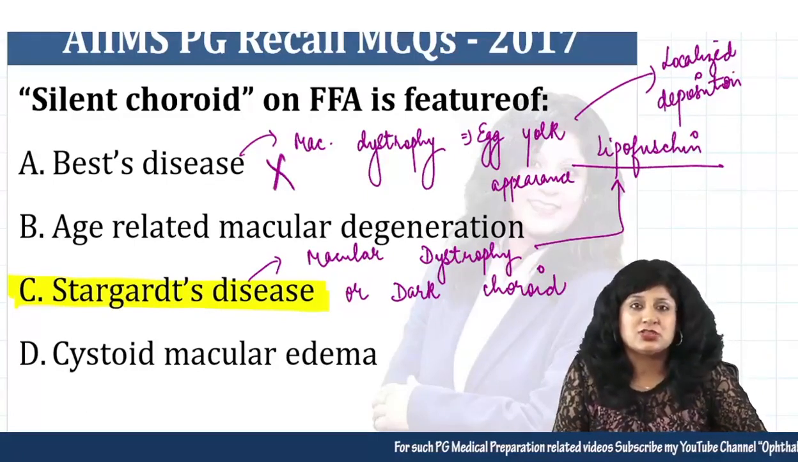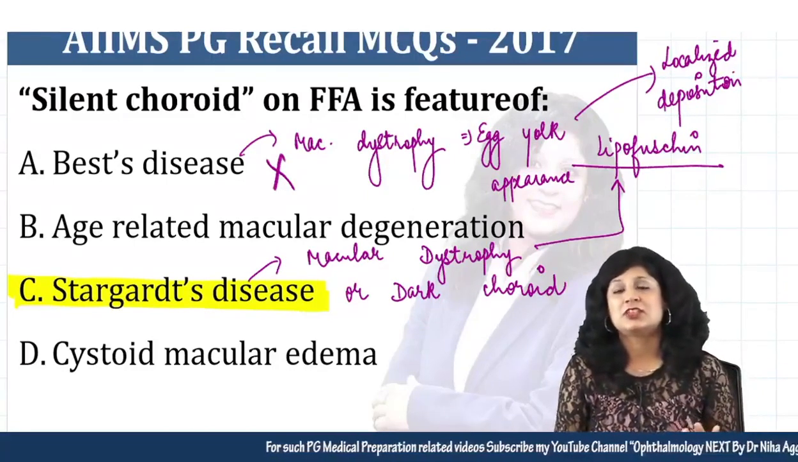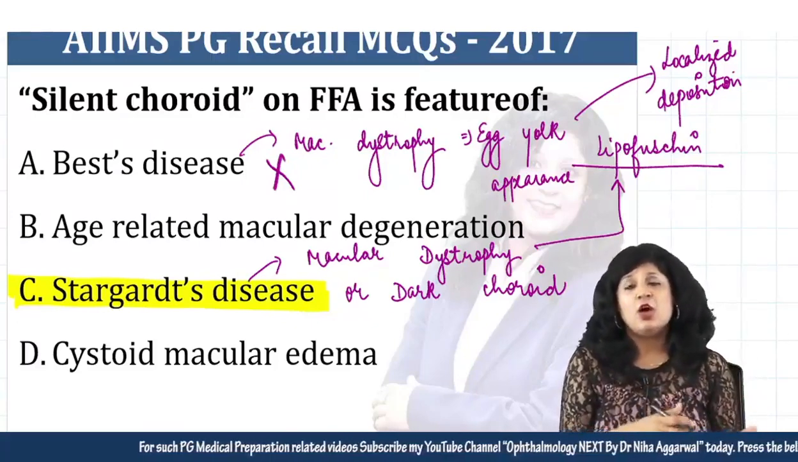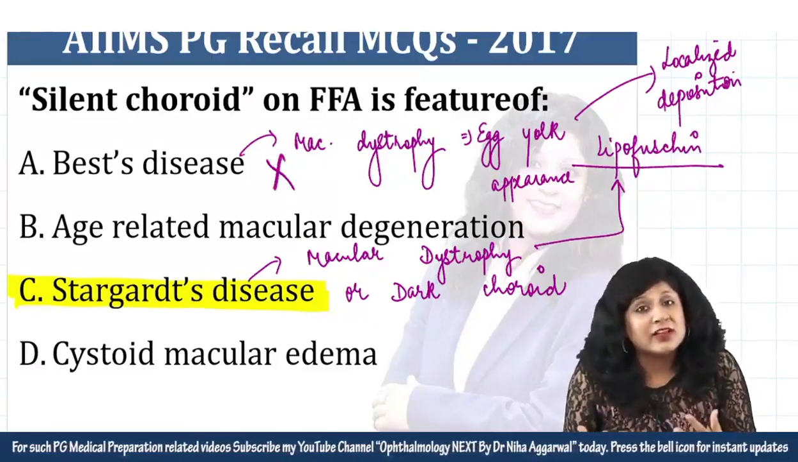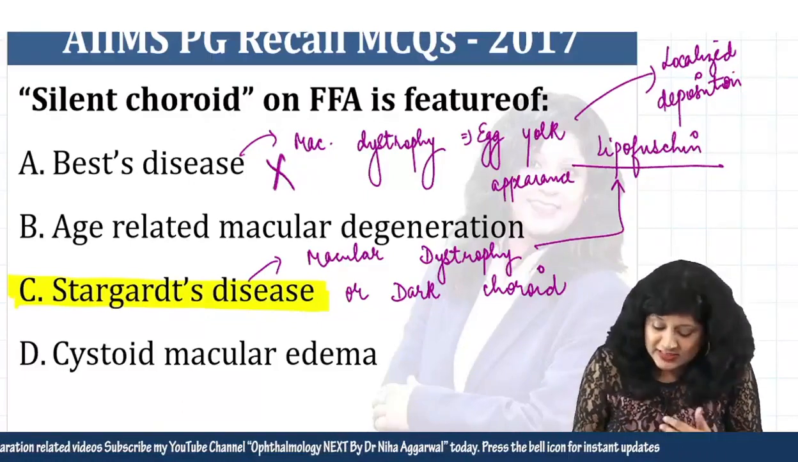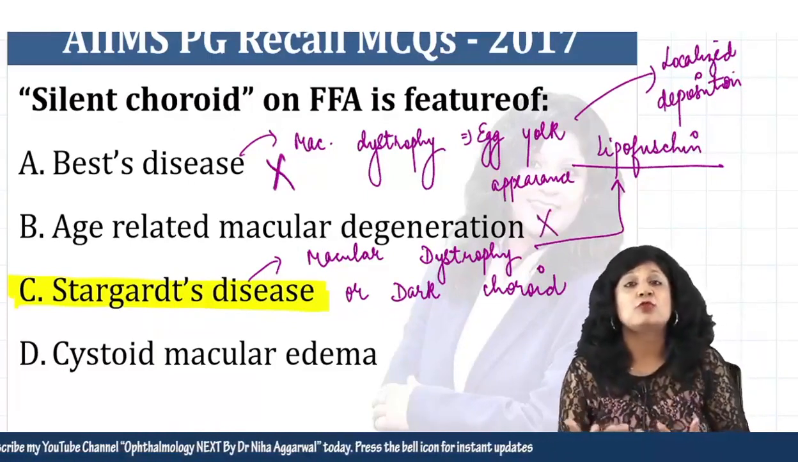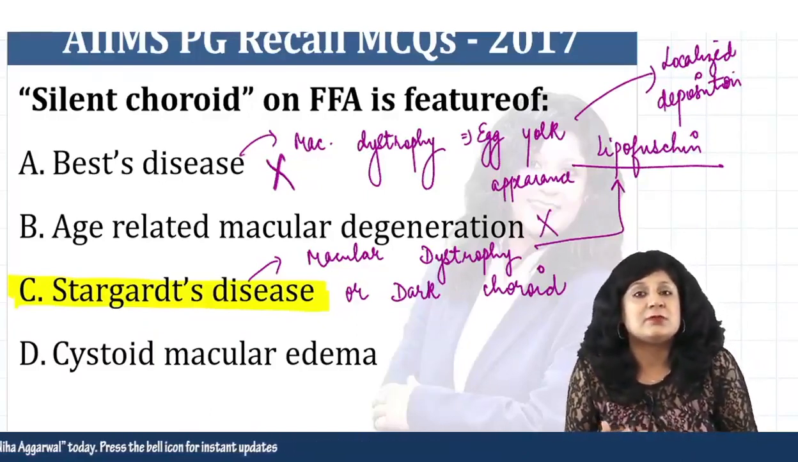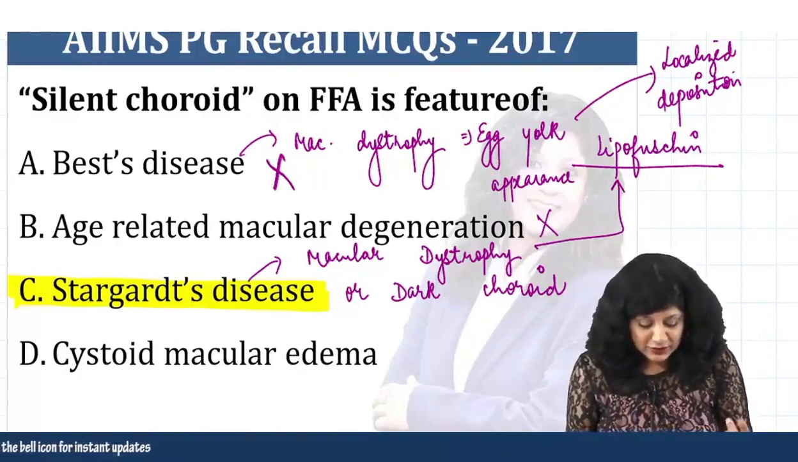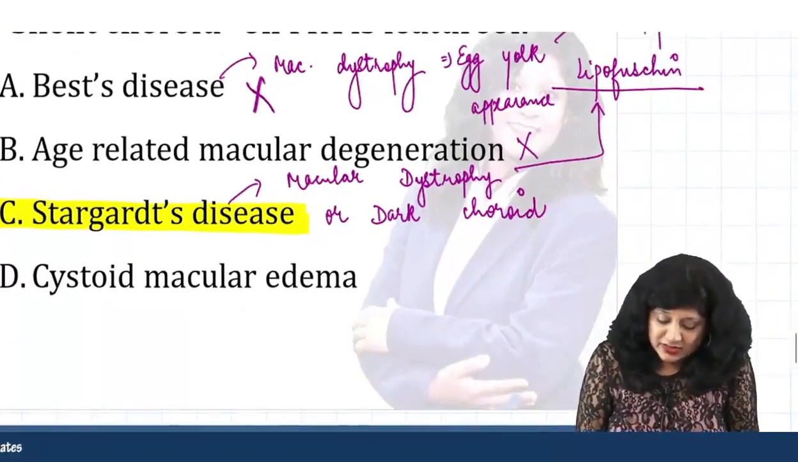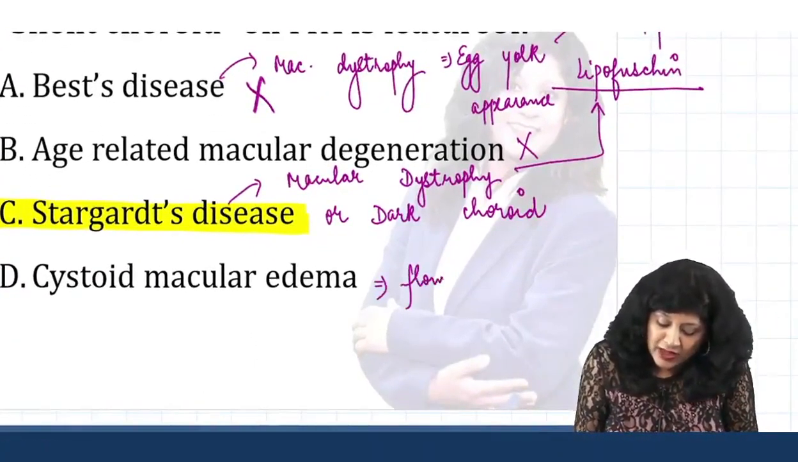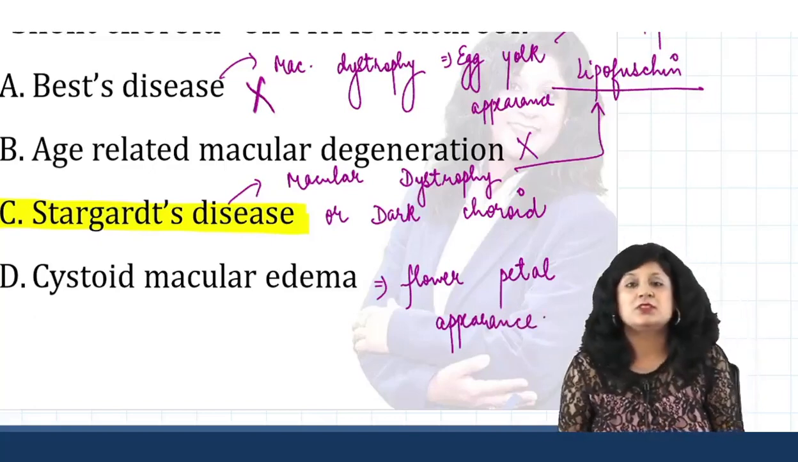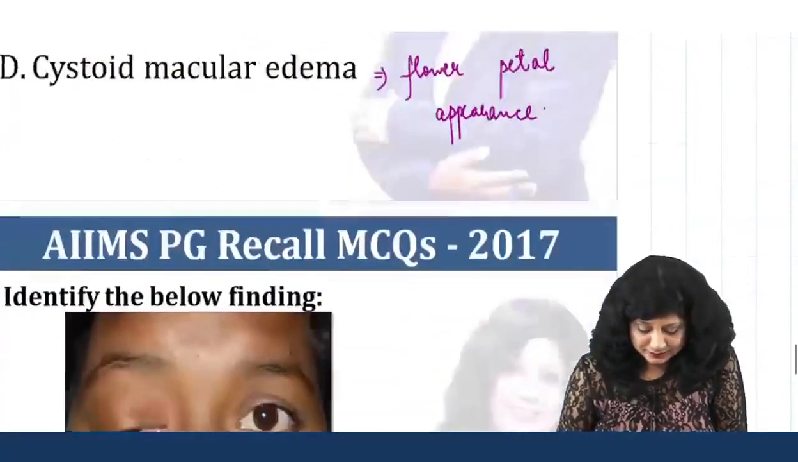Age-related macular degeneration is responsible for drusen, choroidal neovascular membrane, and PED, and not the silent choroid. Rather, you will have more choroidal activity, especially in wet ARMD, because wet ARMD means choroidal neovascularization. Cystoid macular edema typically gives the flower petal appearance on FFA. So the answer to this question is Stargardt disease.